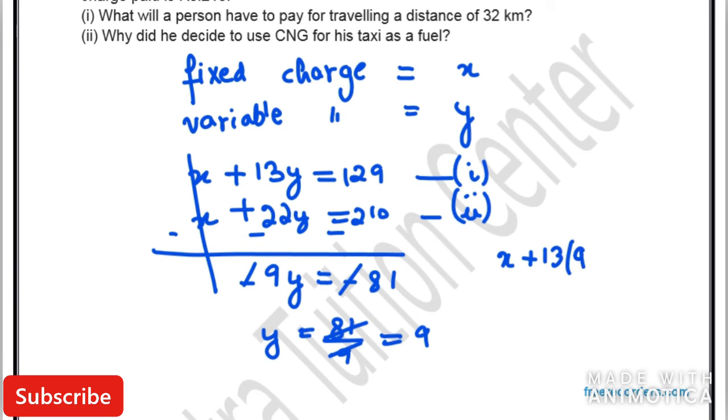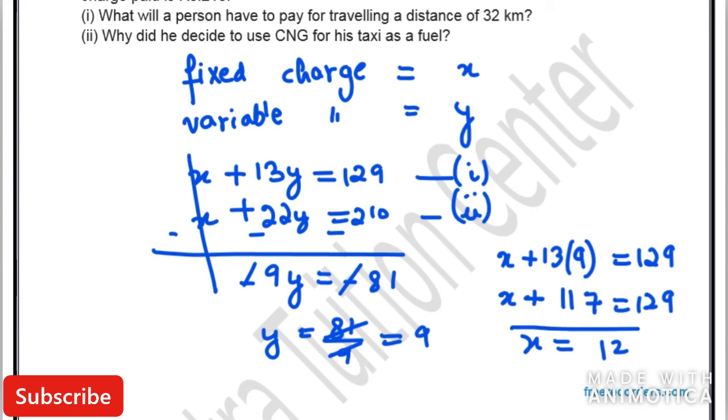Putting the value of y in equation number 1. So 13 times 9 is 117. So x plus 117 equals 129. 129 take away 117 is 12. So therefore the fixed charge is 12.